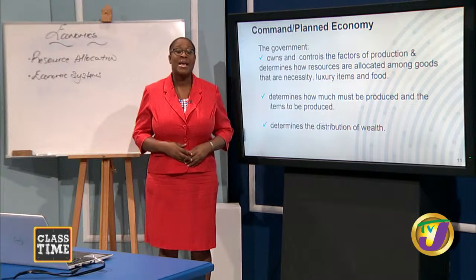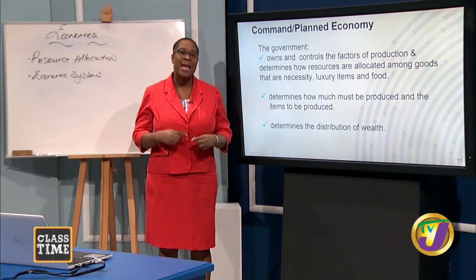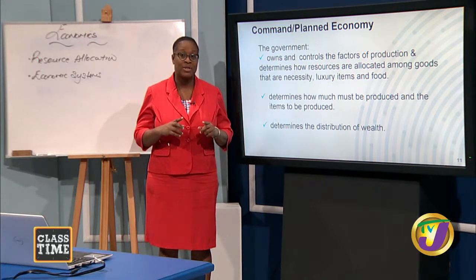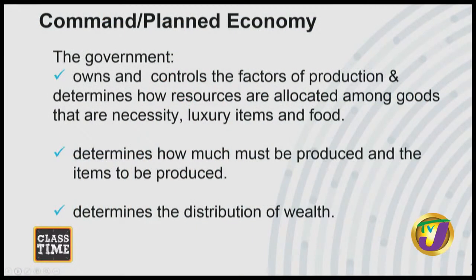So what you will find is that the government own and control the factors of production, and they determine how the resources will be allocated amongst the goods that they must produce. They will dictate what goods they believe are necessity items, what goods are luxury items, and the food that must be produced. Also under this economic system is that the government determines how much must be produced and the items to be produced. So there was not much discussion taking place there.